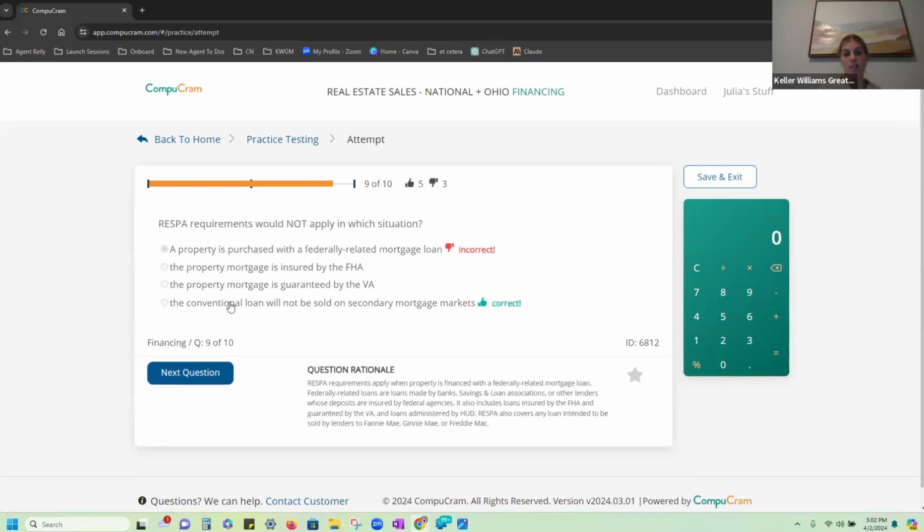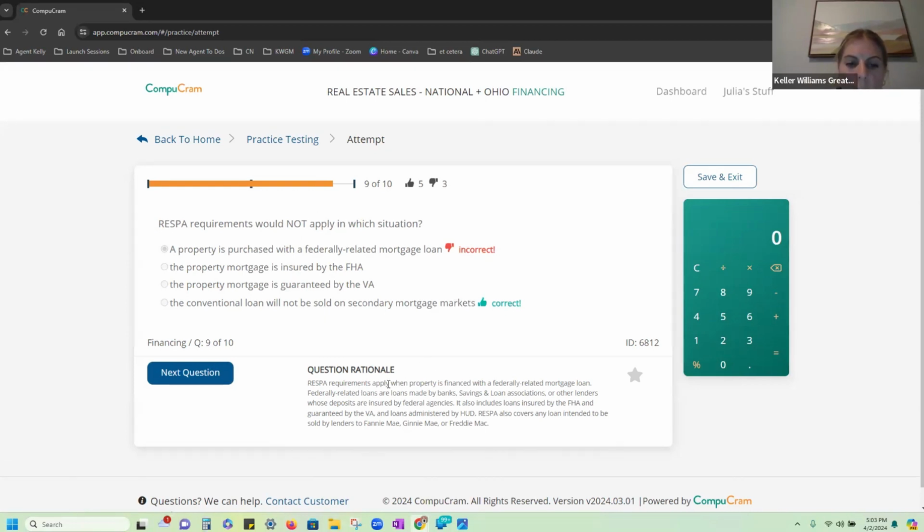All right, so the correct answer is D. I really thought that was going to be the "what does not apply." Okay, so RESPA requirements would not apply in which situation? They would not apply when the conventional loan will not be sold on the secondary mortgage market.